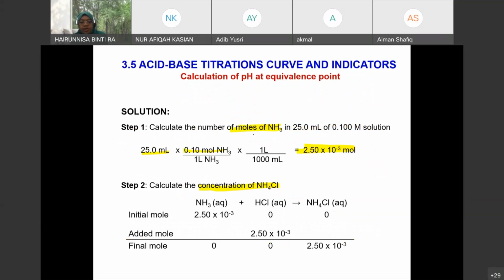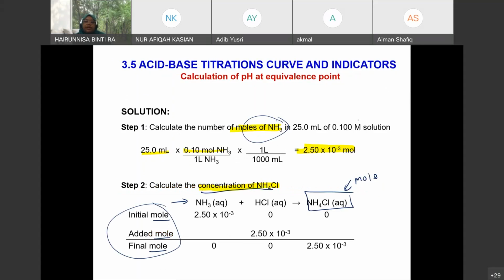Okay, sebab itulah tujuan dia kita cari mole of ammonia. Because we want also to find the concentration of ammonium chloride. Okay, daripada mole boleh cari concentration kan? Okay, so the first step after you calculate the moles is you need to get, ni kan equation yang tadi kan, kita panggil lah perubahan mol. Sebenarnya tujuan kita buat table ni untuk you dapatkan ammonium chloride punya mol.